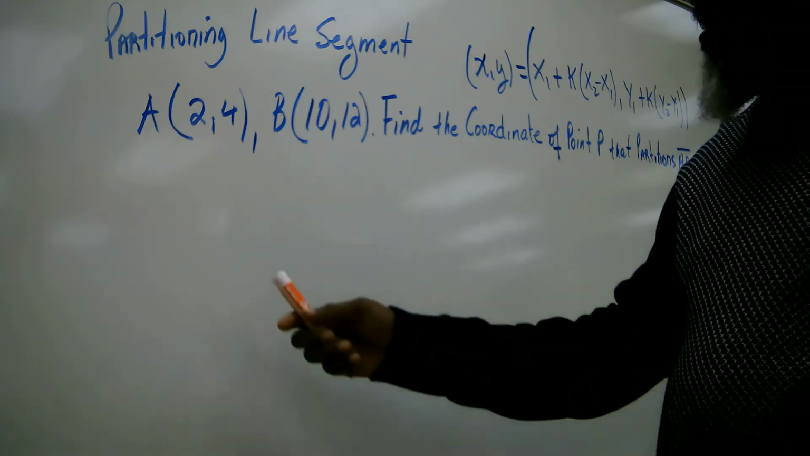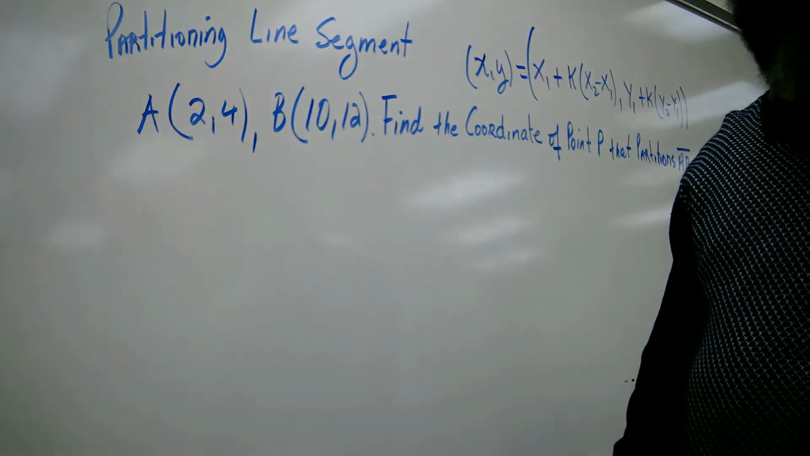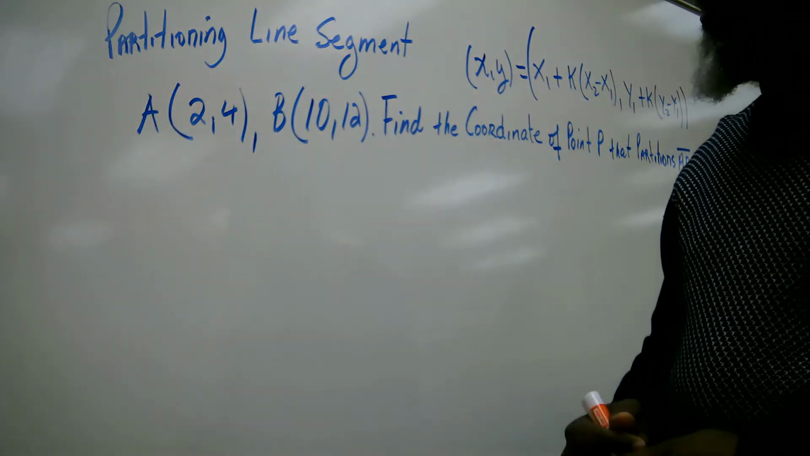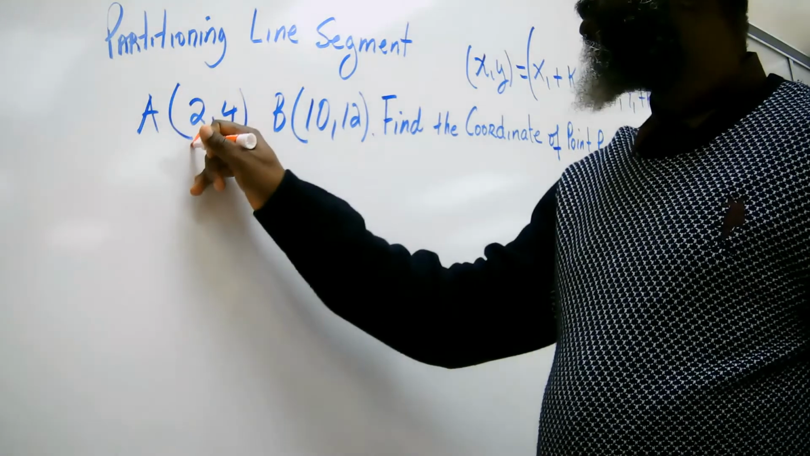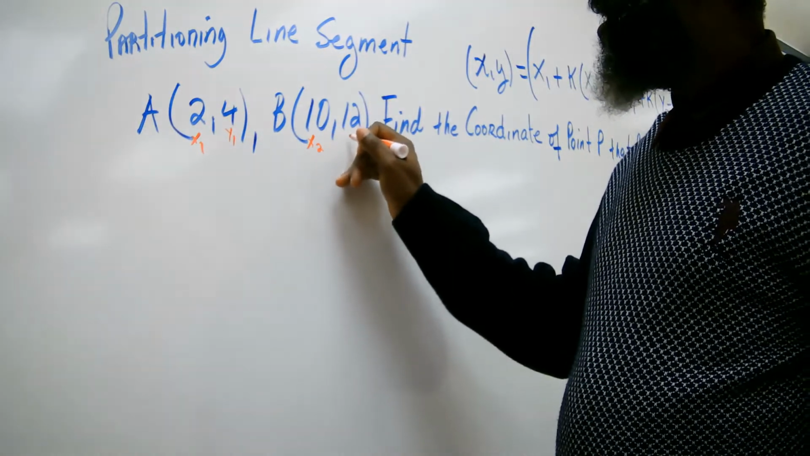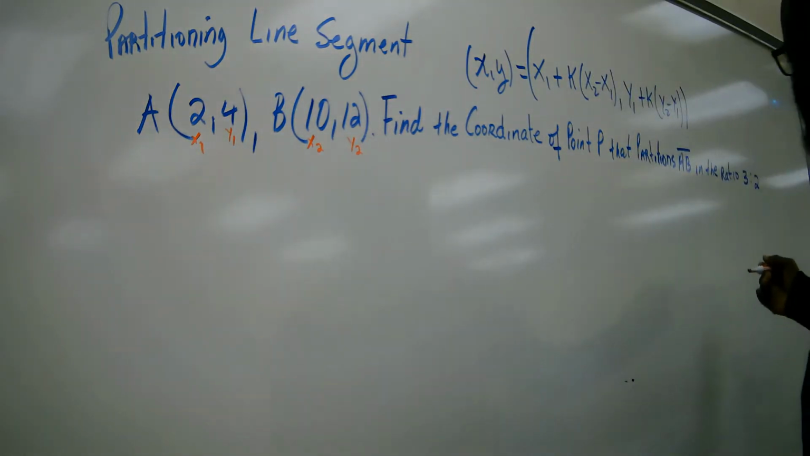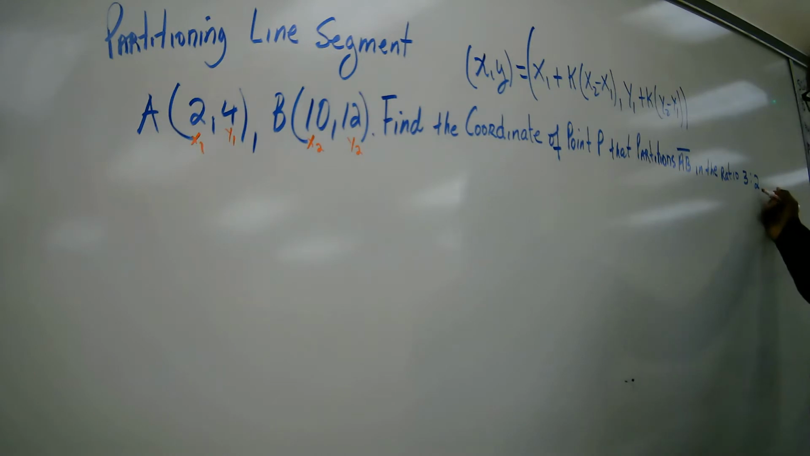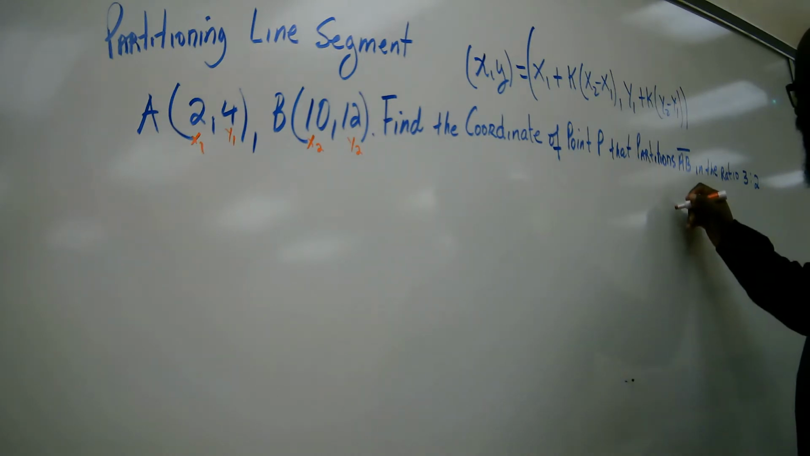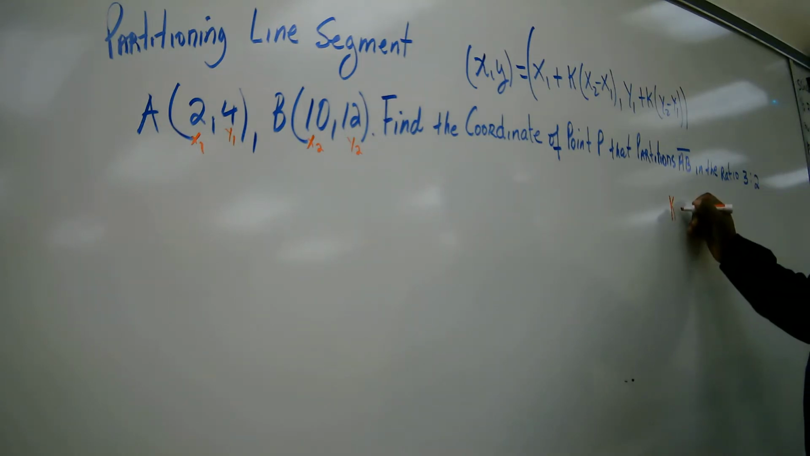So in this case, we have point A, which is (2, 4), and point B, which is (10, 12). We label these as x1, y1, x2, y2, and you are given a ratio. The ratio is 3-to-2. Firstly, we need to use the ratio to find the percent, how you're going to divide the segment.